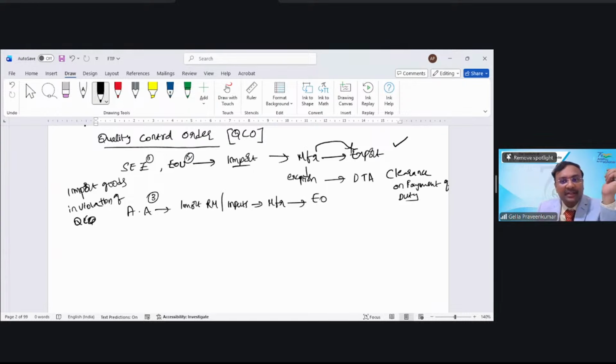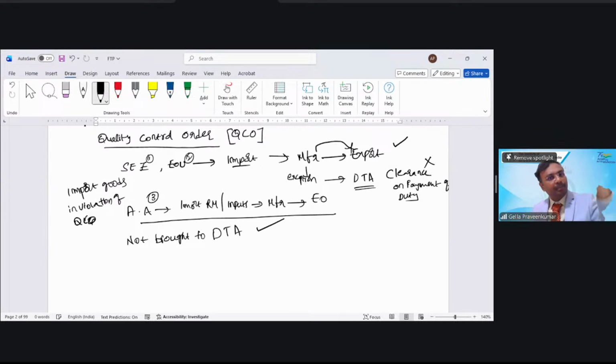So what if I manufacture and clear to DTA? Then they say, no, I am not allowing you. So an SEZ unit, EOU or advance authorization holder who has imported goods which do not satisfy the norms of the quality control order is not permitted to bring those goods into the domestic tariff area. As long as they are not brought into the domestic tariff area, you can import the goods which do not comply with the quality control order and then export back. This is one provision which is spelled out in the quality control order.